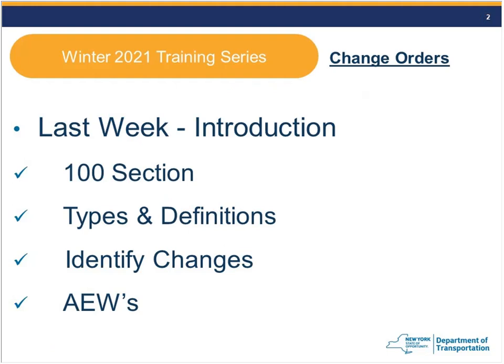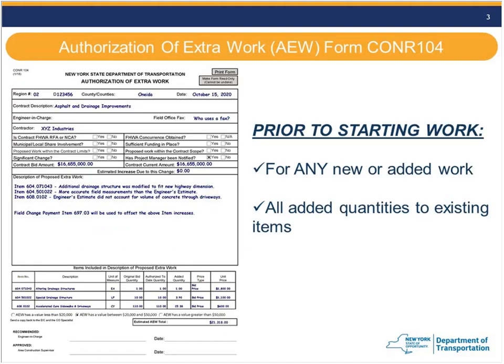Then we also reviewed how you can identify changes that are coming up, whether they've already happened, like item overruns, or whether it's new work and we basically know the scope. We also hit on the AEW form, or the CONR 104, and looked at an example last week. We talked about how to fill this out, showed you all the different areas, and how you'd handle a couple of those boxes that may be a little difficult sometimes.